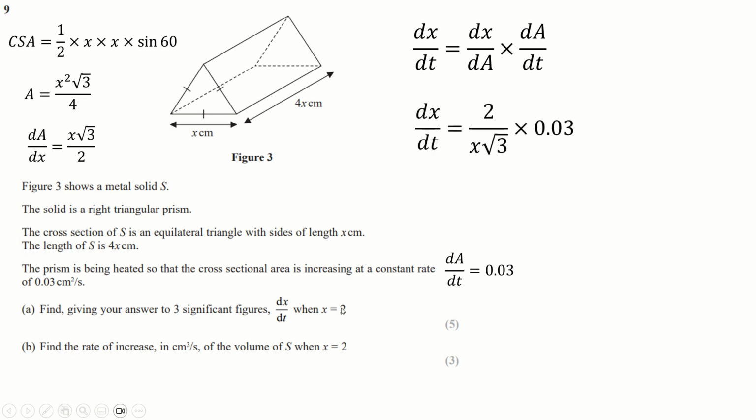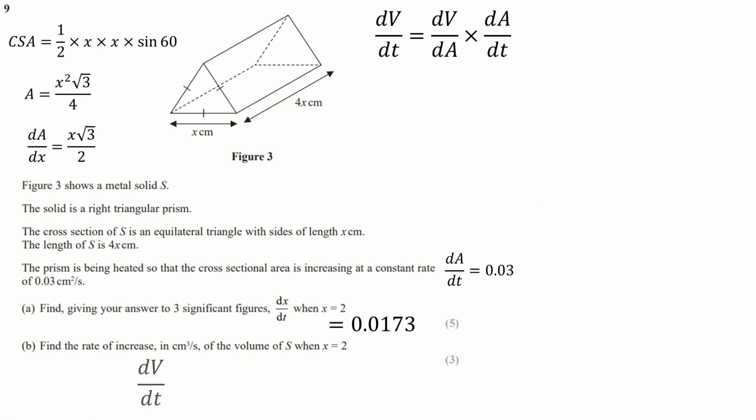And they want me to evaluate that at x equals 2. So put x equals 2 in, these cancel. You just get 0.03 over root 3, which is this here. And now it wants the rate of increase of the volume, which is dV by dt. So dV by dt is what it wants next.